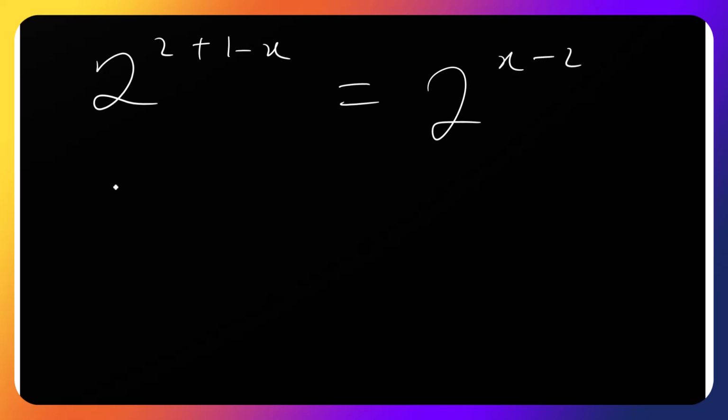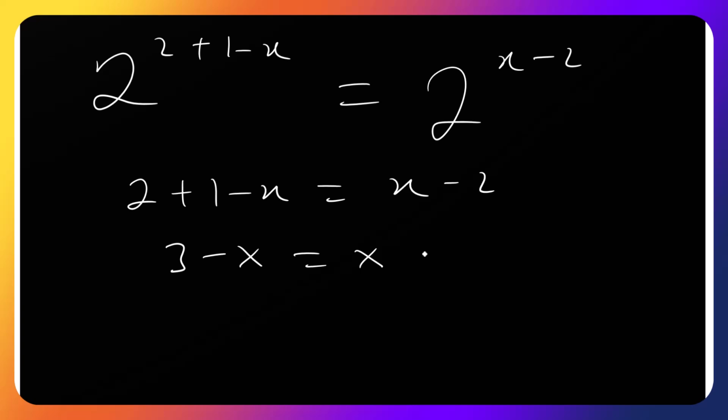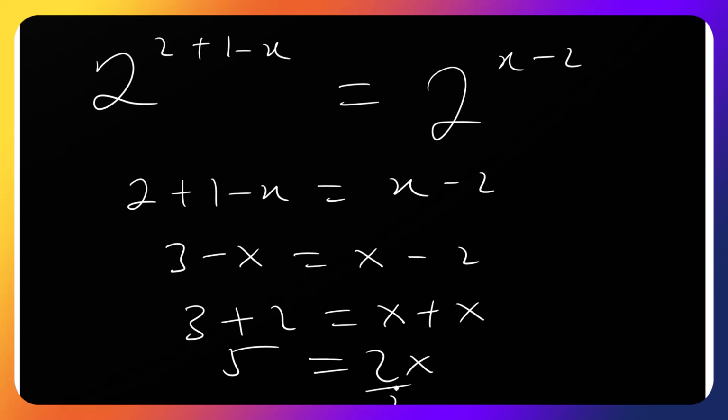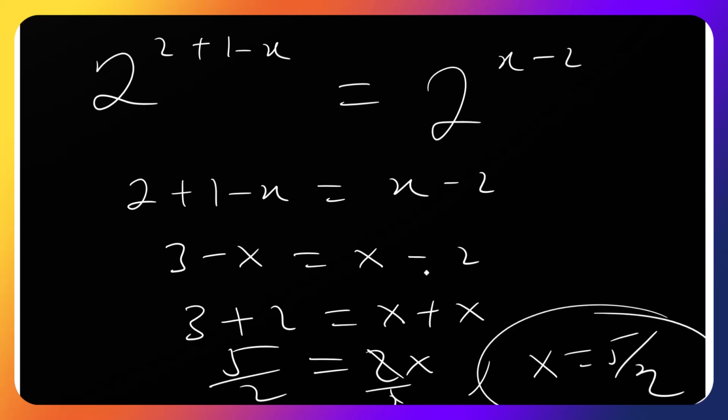So let's equate the power straight away. 2 plus 1 minus x equals to x minus 2. So we have 3 minus x equals to x minus 2. And that will be 3 plus 2 equals to x plus x. 5 equals to 2x. So over 2 over 2. This one will cancel. X is 5 on 2. Okay, so we have that.